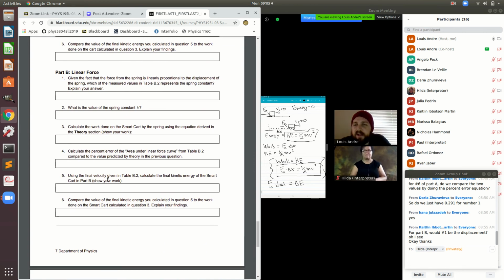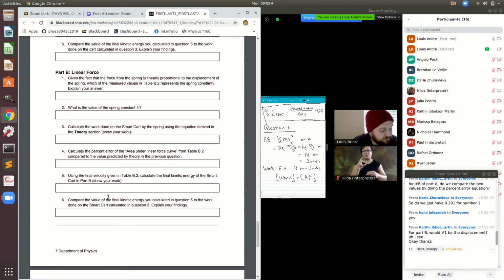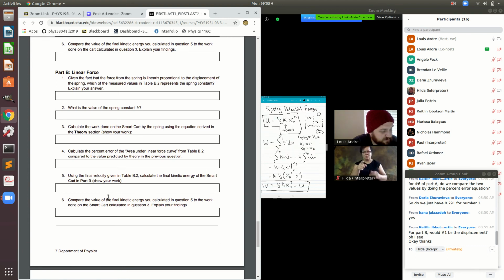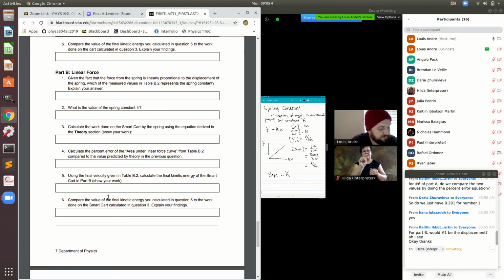Number 1, given the fact that the force of the spring is linearly proportional to the displacement of the spring, which of the measured values in table B2 represents the spring constant? It is the slope. Cool. Because of words that I said earlier. No, I'm just kidding. It's because of this good stuff right here, right?